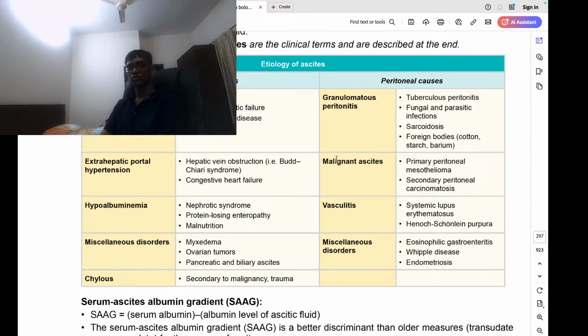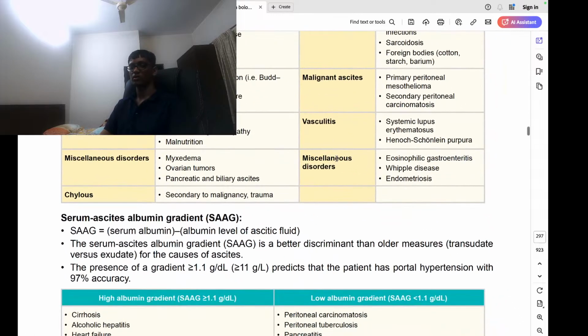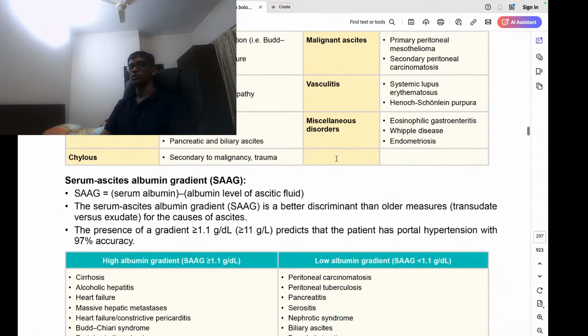Non-peritoneal and peritoneal causes you have for ascites. So, intrahepatic portal hypertension, extrahepatic portal hypertension, hypoalbuminemia, and miscellaneous disorders: myxedema, ovarian tumors, pancreatic and biliary ascites, and chylous ascites, which is secondary to malignancy.